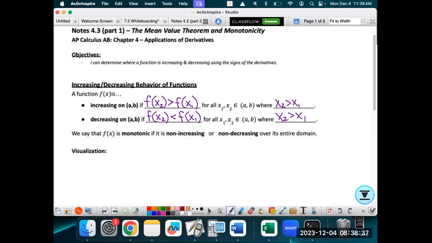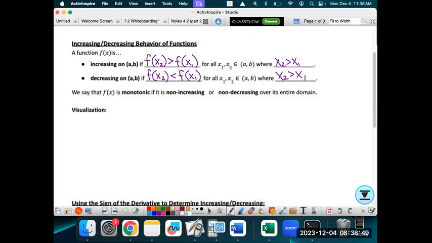And then monotonic is if it's just not increasing. So is it increasing or is it decreasing or staying the same and vice versa? A visual will probably give you more to go off of. So I'm just going to draw a random graph that has increasing and decreasing intervals. And then I'm going to show you a monotonic increasing function and a monotonic decreasing function.